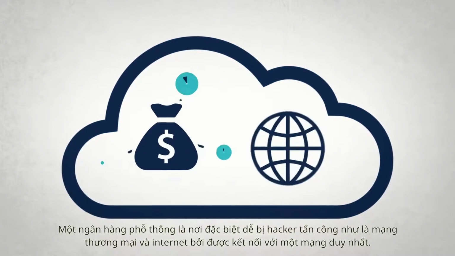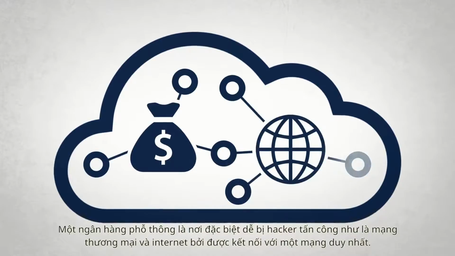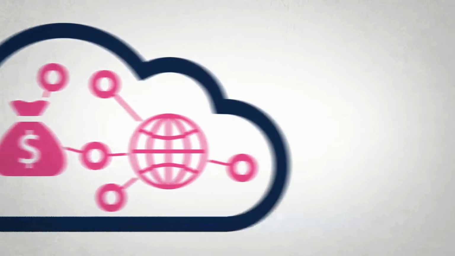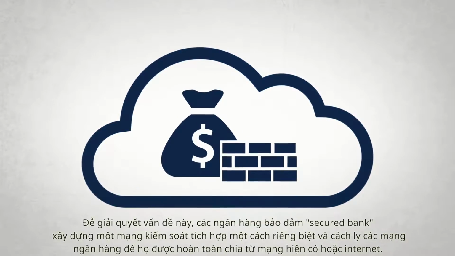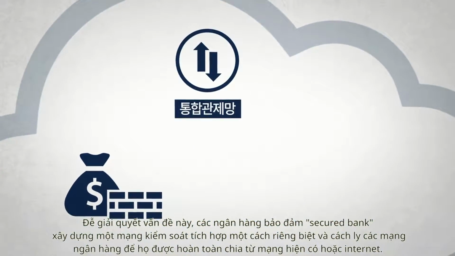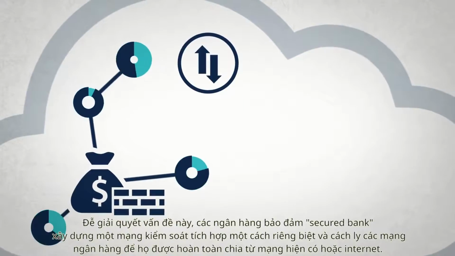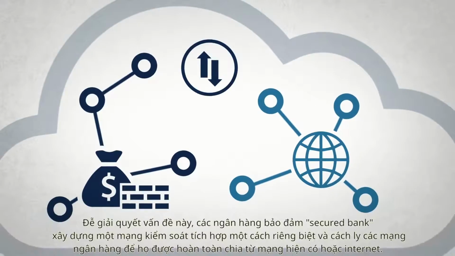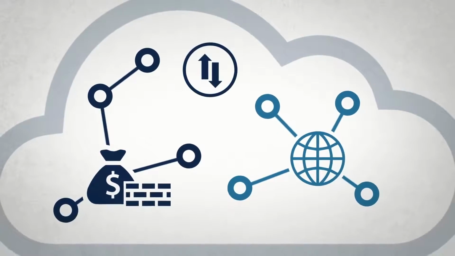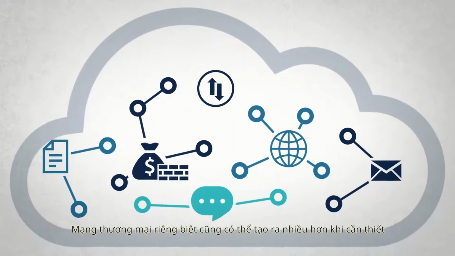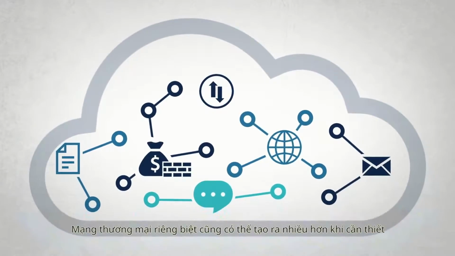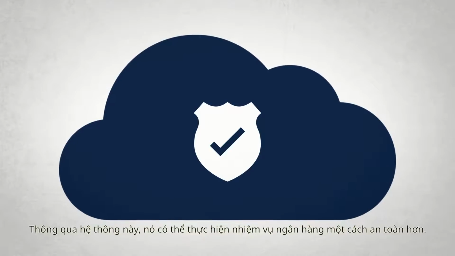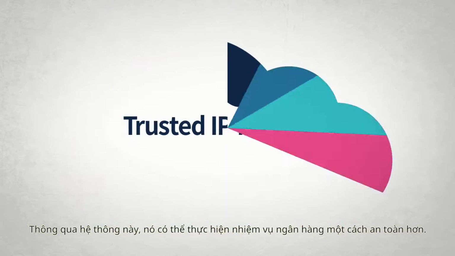A common bank is especially vulnerable to hacking attacks as the business network and the internet are connected to one single network. To solve this issue, the secured bank builds an integrated control network separately and isolates banking networks so that they are completely divided from the existing network or the internet. Separate business networks can also be formed as much as needed. Through this system, it is possible to perform banking tasks more safely.